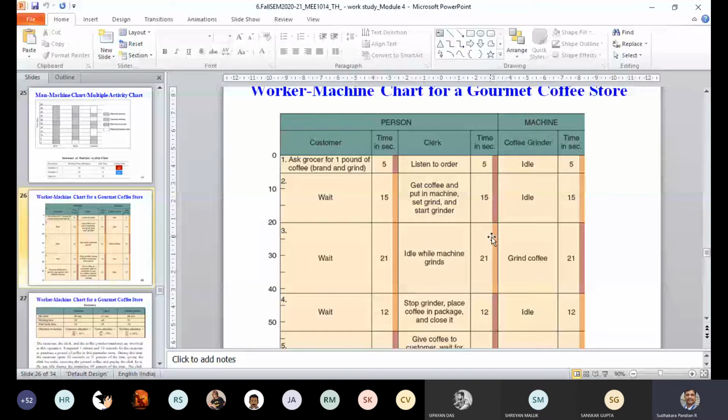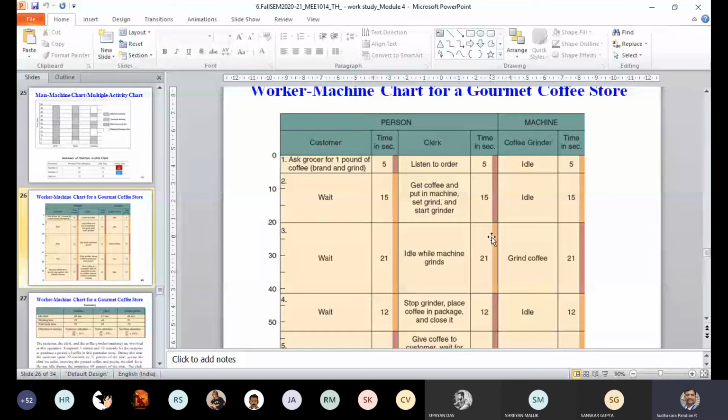Look at the first column, the customer. The time scale is always there, mentioned on the left side. The first column is the customer, the second column is how much time that customer takes for the activity, and the third column is a clerk of that coffee store with the clerk's activities. The fourth column is the time for that clerk.